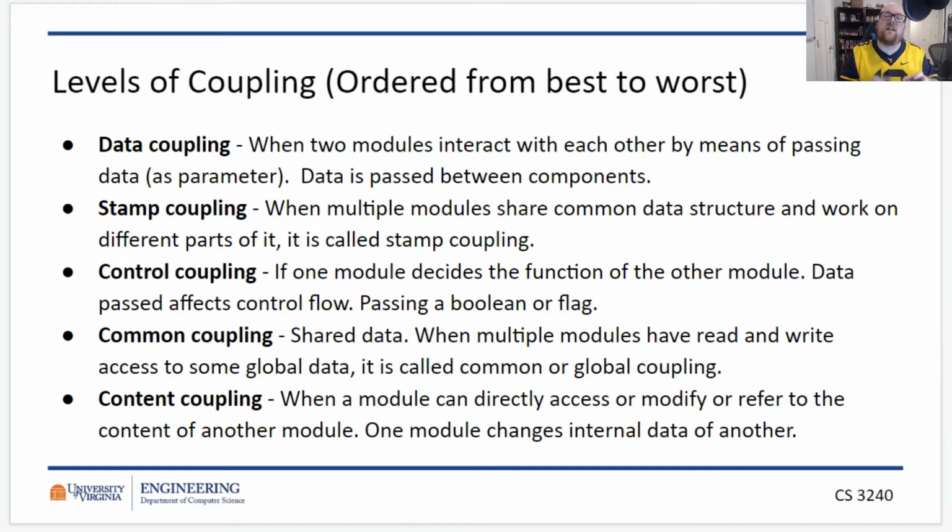Even worse is content coupling, when this module has a pair of scissors. I need to get better props, I know. And this module over here says, oh, well, we need to open that pair of scissors. And it comes over and opens the other module's scissors. It's directly manipulating the variables in this module. That's really bad, and if you do anything like that, you should generally avoid it.